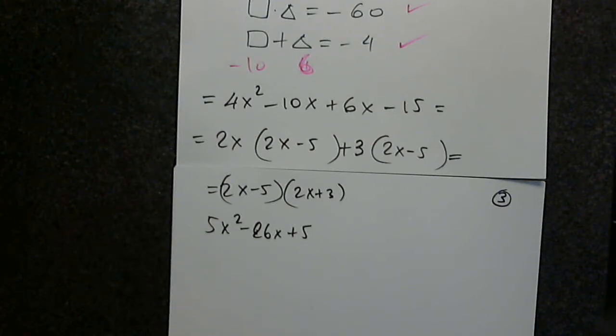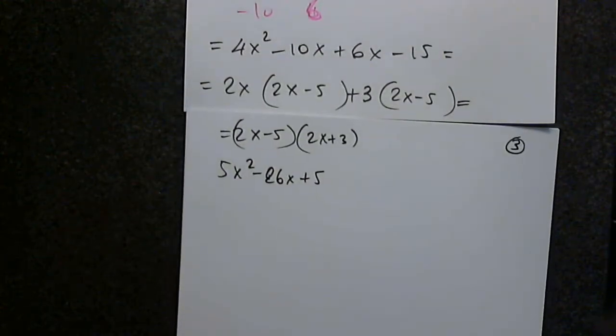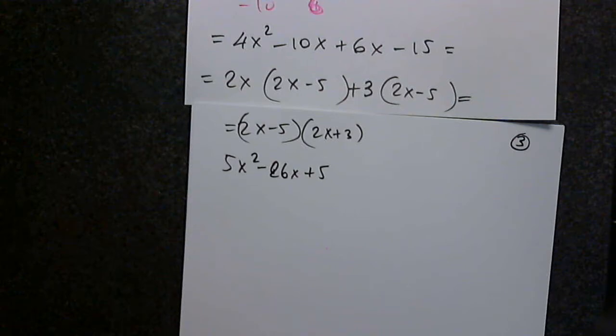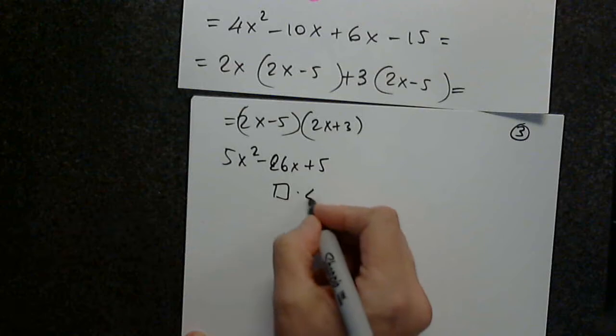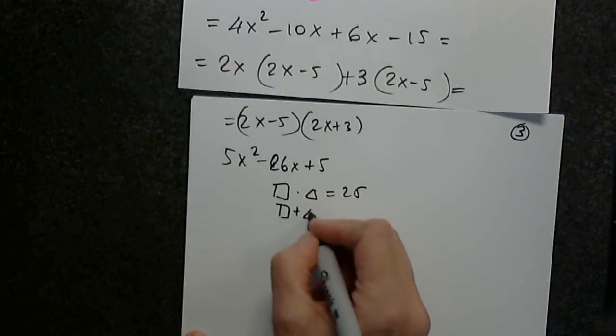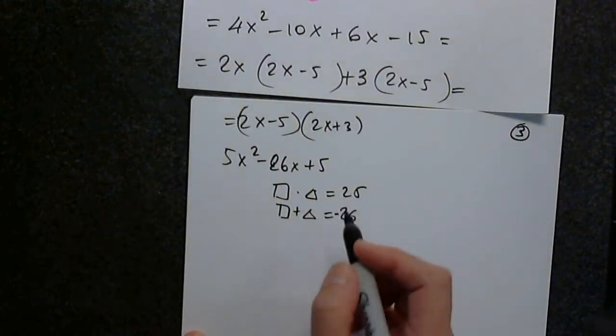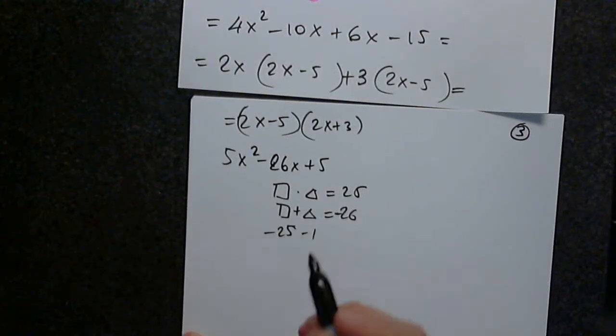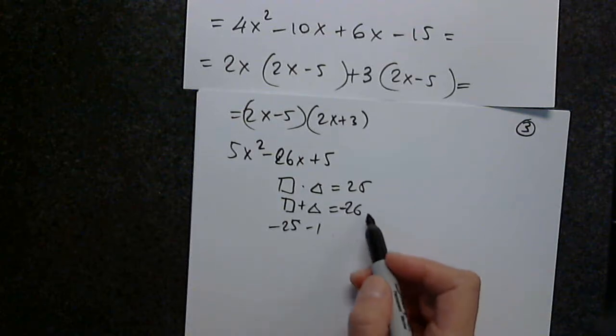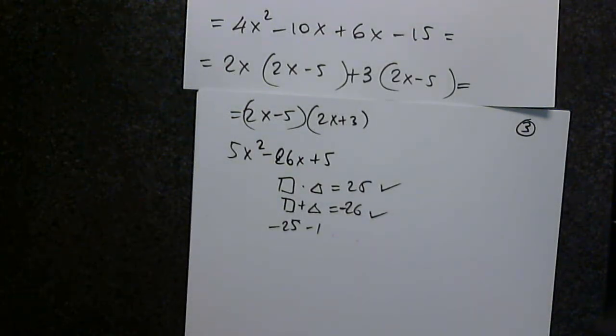Let me double check. Okay, good. So trinomial, descending order, yes. Greatest common factor, no. Negative leading coefficient, no. Special product, I wish. One leading coefficient, I wish. So I'm down to 25 and 26 with minus in front. So then negative 25 and negative 1. The sum is indeed negative 26. The product is indeed positive 25.